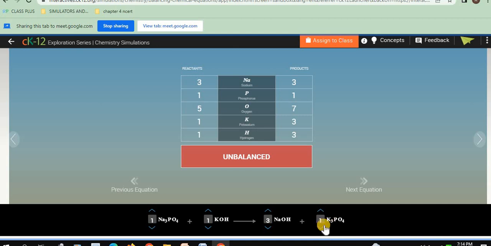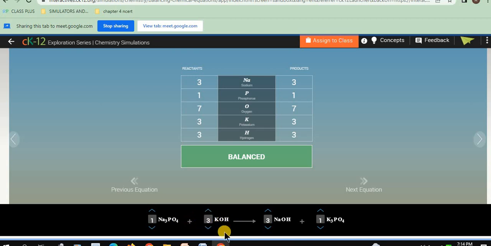How many K are there on the right hand side? 3K. So you have to multiply the left hand side by 3. Is it right? Yes, sir. Now you can see that as soon as we write it, the equation gets balanced and immediately the green signal comes.